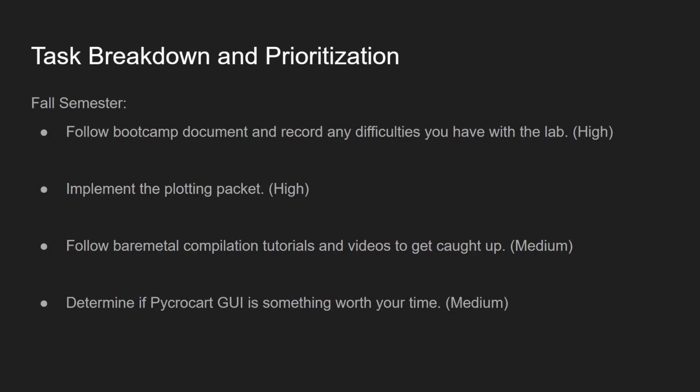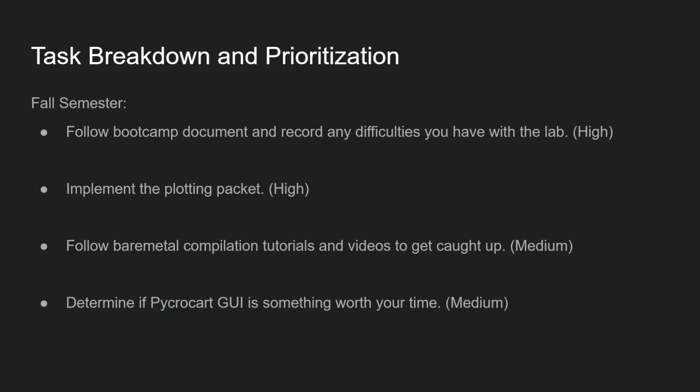So here's some task breakdown and prioritization. First thing is obviously follow the bootcamp document, go through the lab, and record any difficulties you have with the lab to get a sense of where you want to go and how you're going to improve the lab. Next, the plotting packet is a pretty high priority, since we think it's going to speed things up a lot and make things a lot easier, and it shouldn't be that difficult to do. It would also be a very good starting point to get acclimated with the infrastructure.